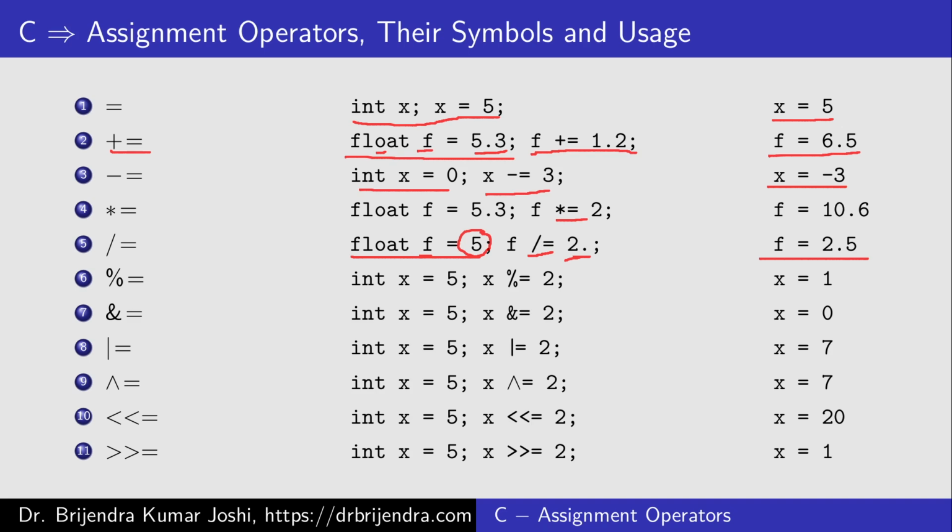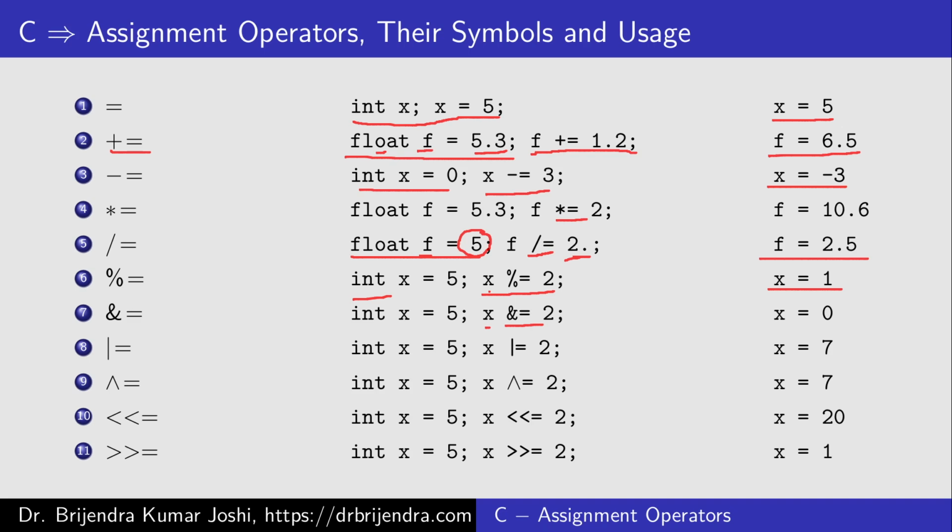Similarly, here it is an integer x, percent equal to, the mod operator, sometimes we call it, so the result would be x divided by 2 and whatever is the remainder that will be assigned to x. So the new value of x would be 1, and the mod operator applies to integers. Similarly, this is bitwise AND, so x &= 2, it will compute the bitwise AND of the current value of x, which is 5, and 2, and the result will be assigned to x itself.